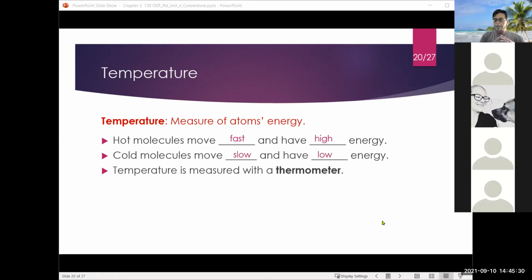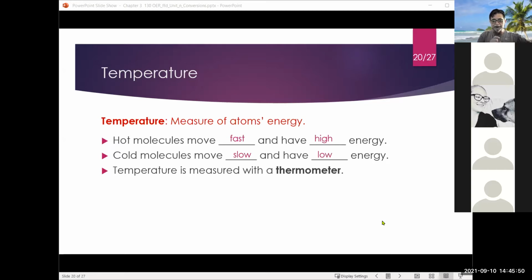Okay. Now, temperature is a measurement, and we use obviously a thermometer. Temperature is not an energy, it's just a measurement. The energy put into the system or taken out of the system affects the temperature.